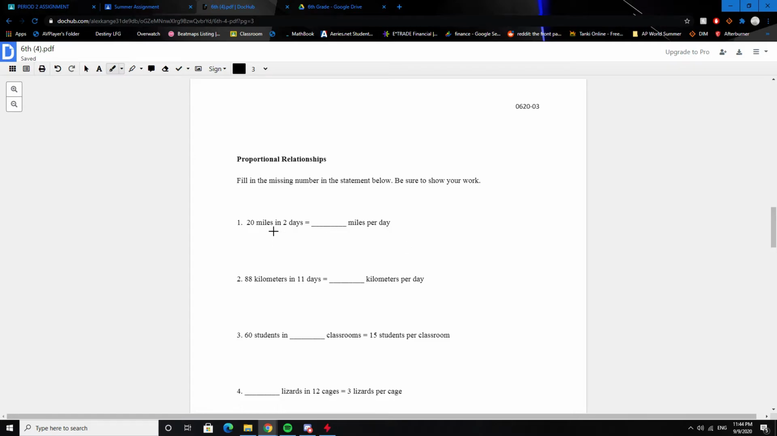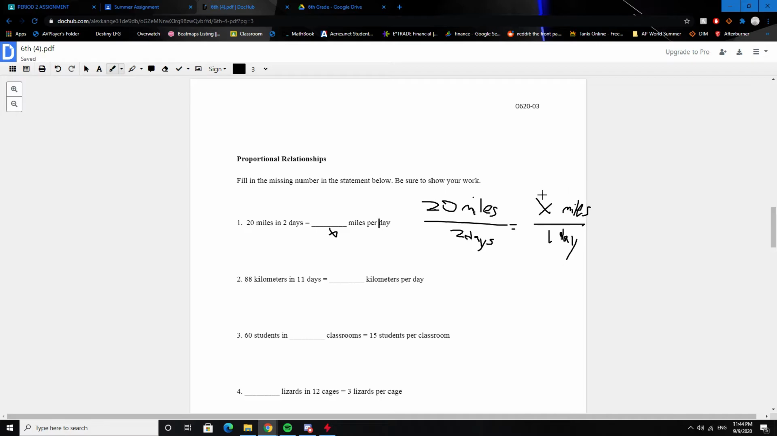So, if you look, it's asking 20 miles in 2 days for every x amount of miles per 1 day. This is just 1 day. It doesn't specify a number. So the way you want to set this up to make it easier on yourself and show work, you would put 20 miles over 2 days equals x miles over 1 day. And that would be your proportion.